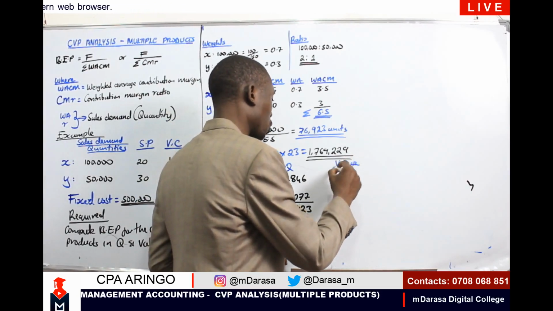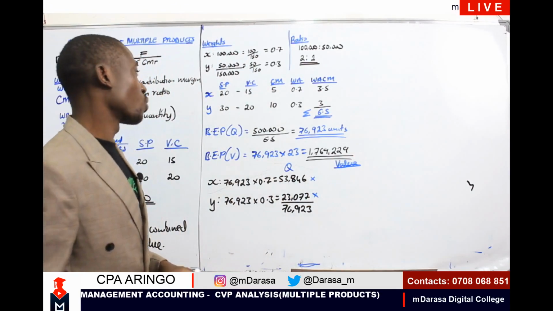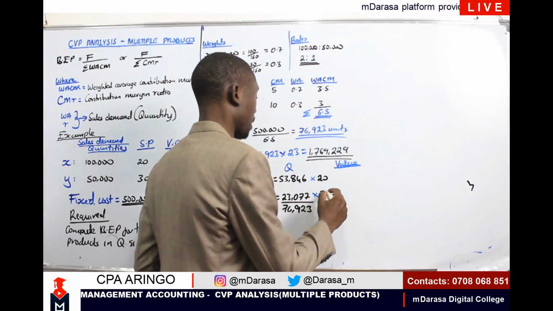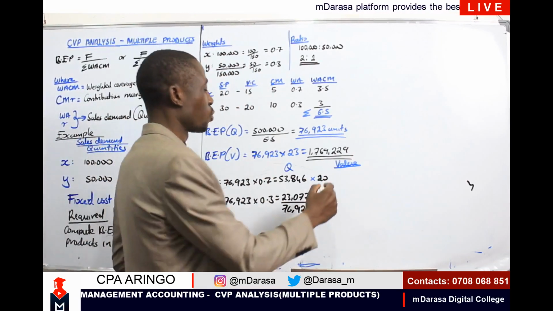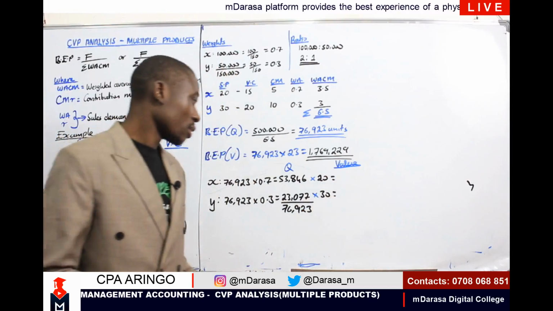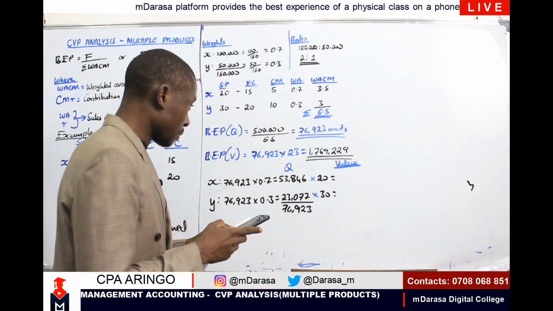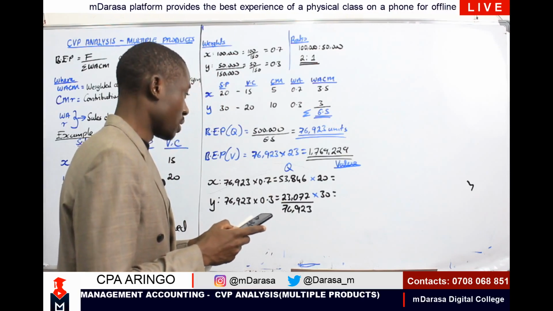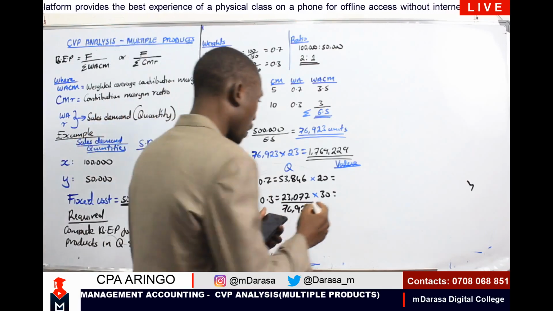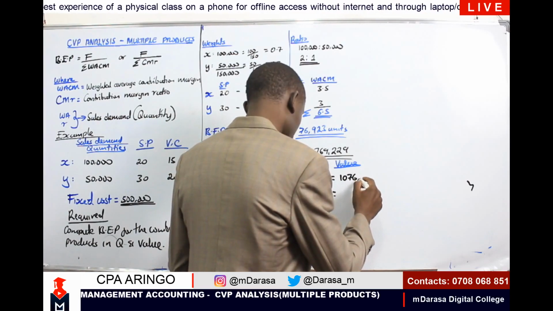In value, what we are going to do, I'm going to incorporate our selling price per unit, which in this case, the first one I'm having 20, the other one I'm having 30. So in value, what will you be having? I should be talking of 53,846, we multiply by 20 to give me a figure of how much? 1,076,920.